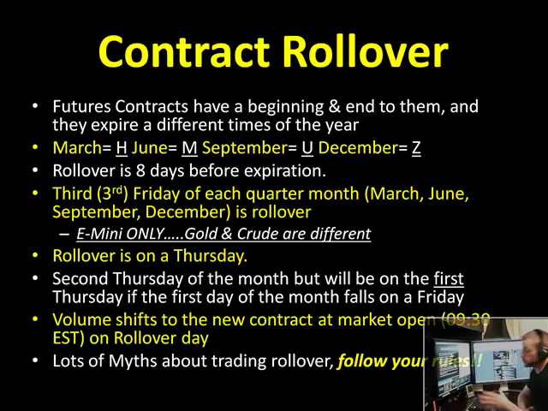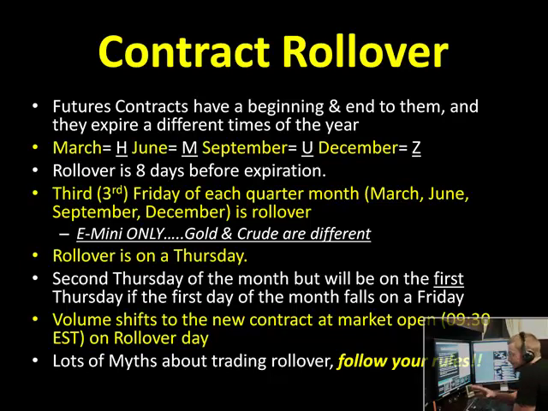Most consistently, we're going to use March, June, September, and December as the 4 quarterly contract expiration months throughout the year. If the December contract expires on December 31st, rollover day will be 8 days prior to expiration. Typically, this is going to be the 3rd Friday of each quarter. So the 3rd Friday of March, June, September, and December are all rollovers.